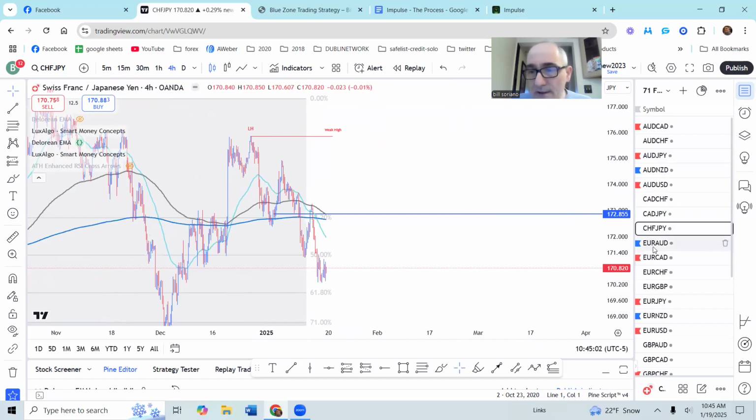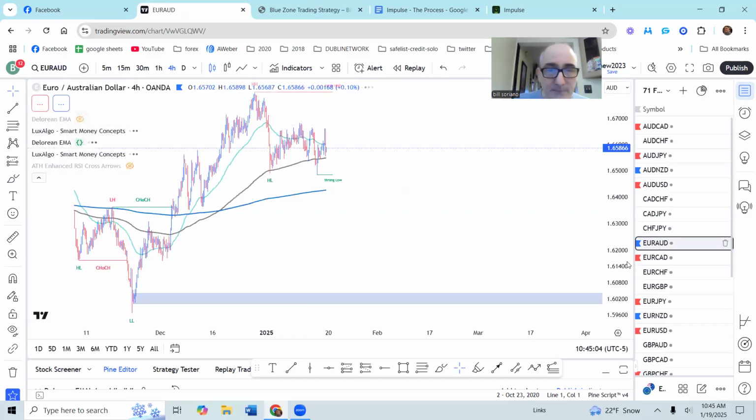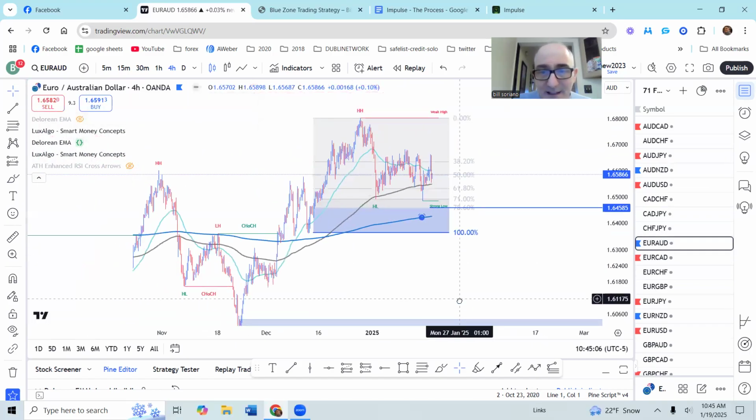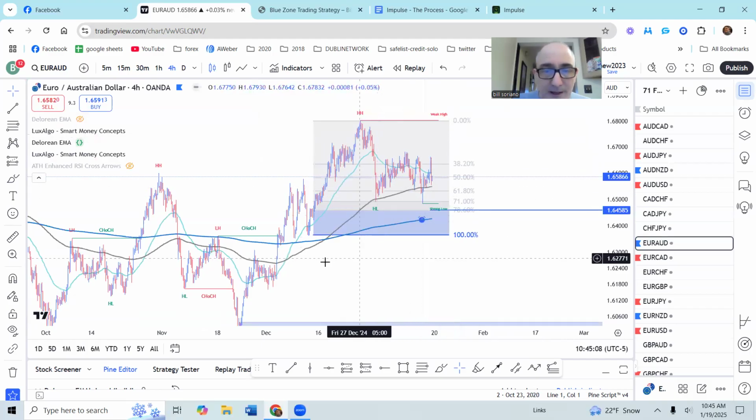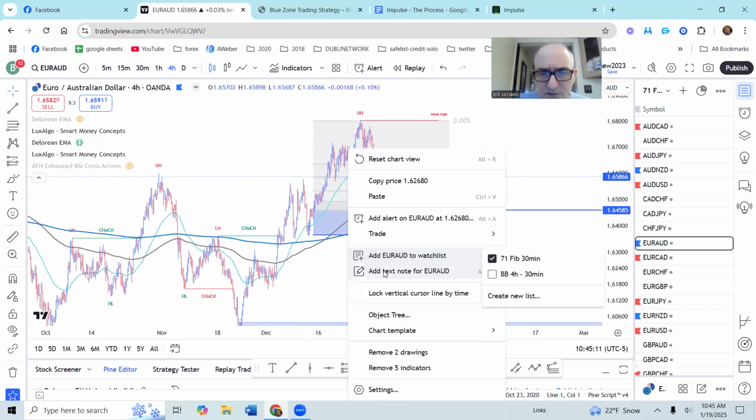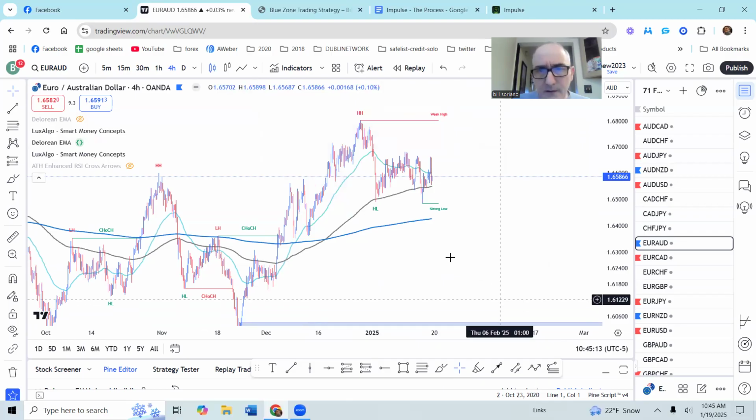Now let's look at one like EUR-AUD. And now here you can see that we have a clear directional bias, right? Let's just remove the drawings here for a second. Okay, the 50 is above the 200, and both the 50 and the 200 are above the 800. That's what you need to see on the 4 hour time frame.